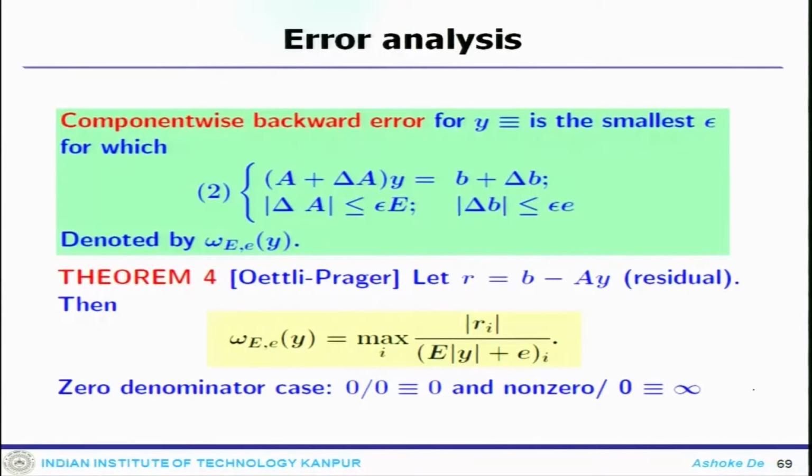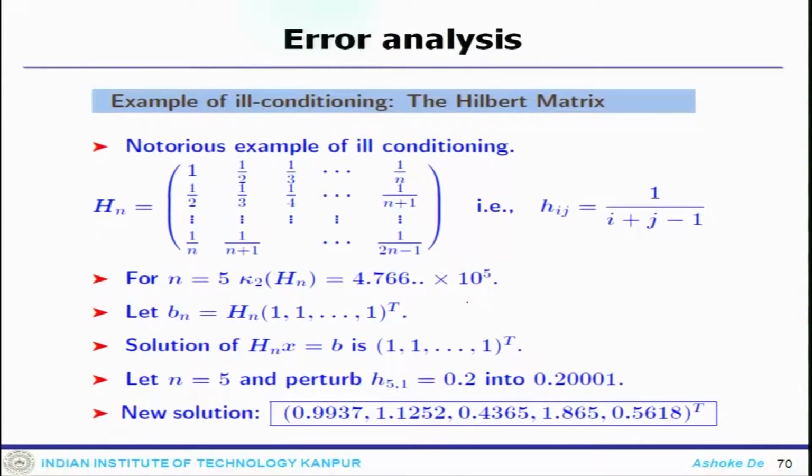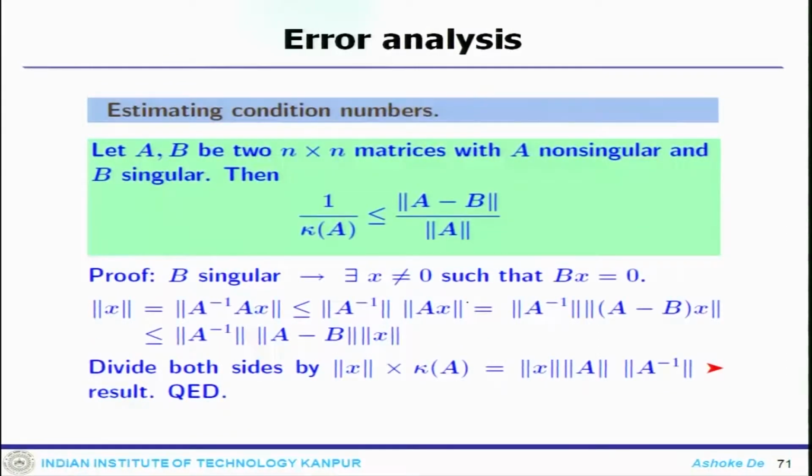The final component-wise backward error for y is the smallest epsilon such that (A plus delta A) y equals b plus delta b, with the magnitudes bounded by this. And the theorem says that if r is b minus A y, which is the residual, then w E e of y satisfies the maximum of this calculation. Now, you can have an example of an ill-conditioned system, but we may skip that.